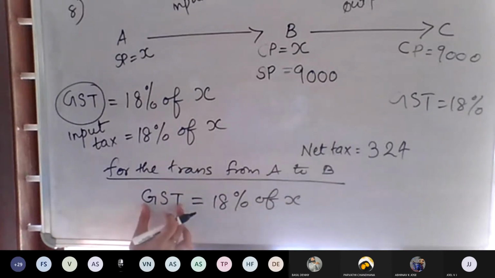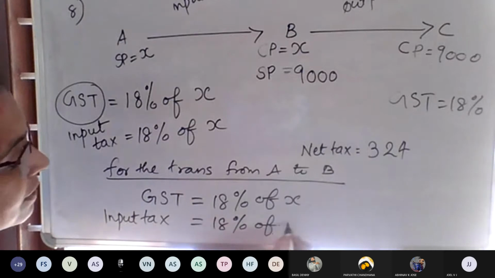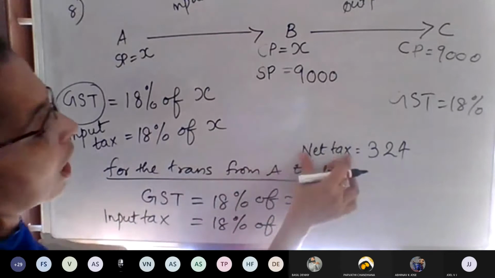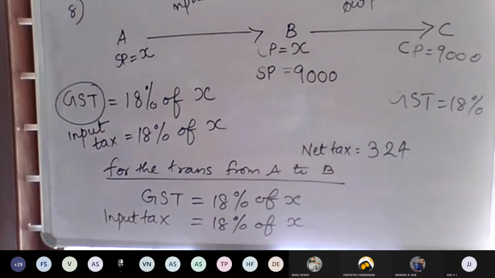Instead of this GST, we can write another name for it, input tax. Input tax is equal to 18% of X. Then only we can substitute in that formula: net tax is equal to output tax minus input tax. So let it be the 18% of X.